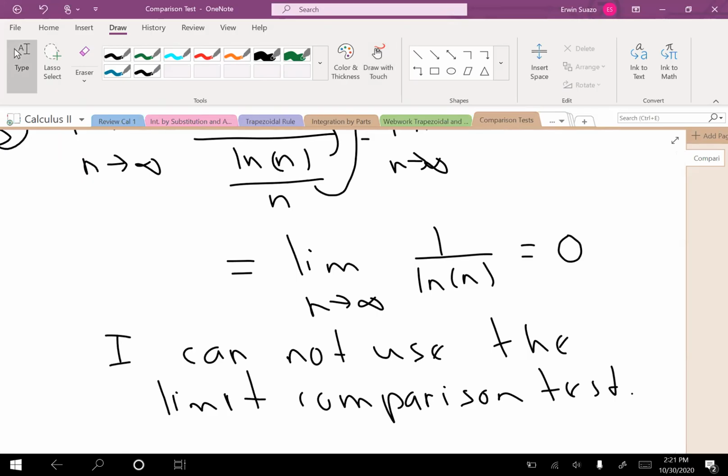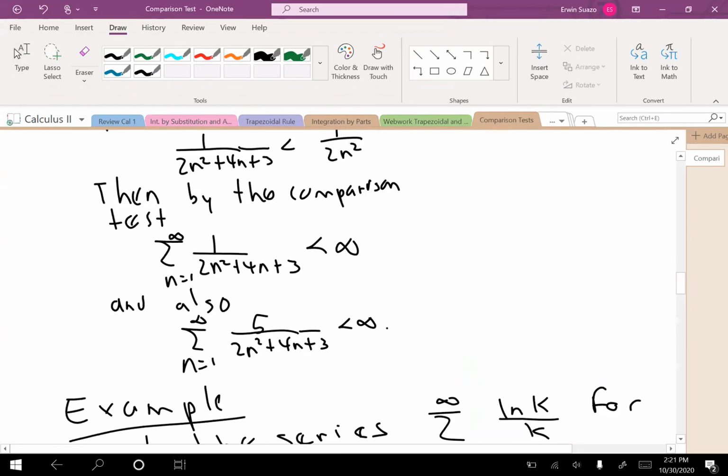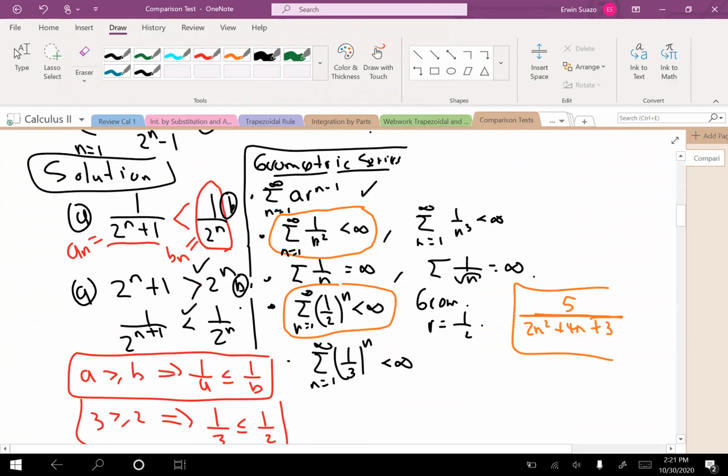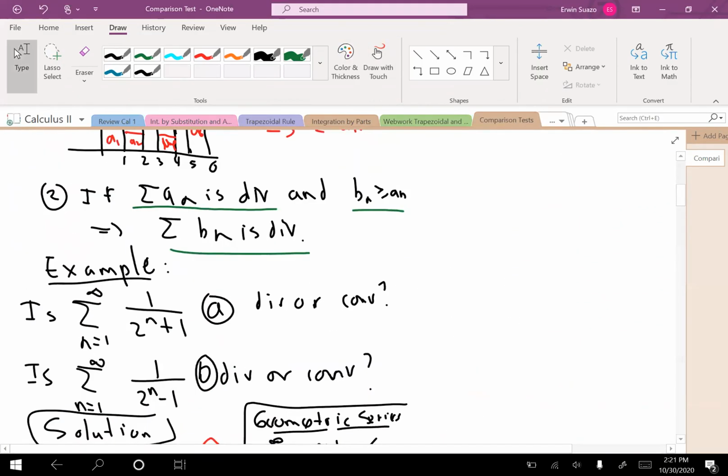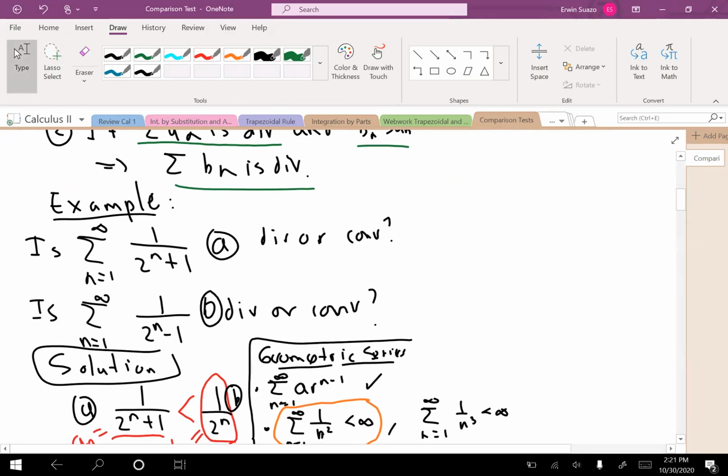So let's see an example where I can use it. Remember, I gave you one before that we didn't solve. I put it here. This one, we haven't solved this one. I put it a long time ago. Well, last class.